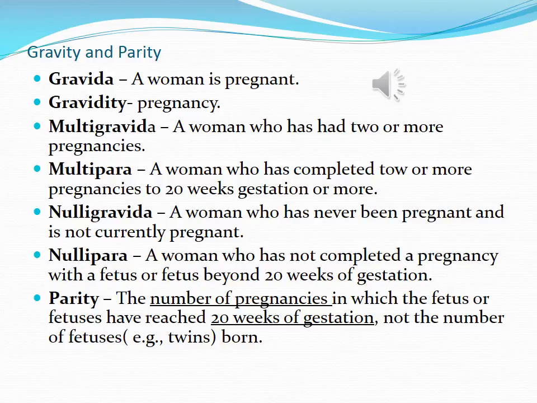Nulligravida, a woman who has never been pregnant and is not currently pregnant. Nullipara is a woman who has not completed a pregnancy with a fetus or fetuses beyond 20 weeks of gestation. Parity is the number of pregnancies in which the fetus or fetuses have reached 20 weeks of gestation, not the number of fetuses born.